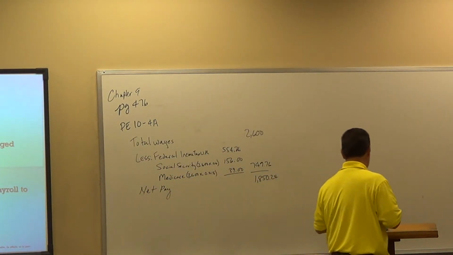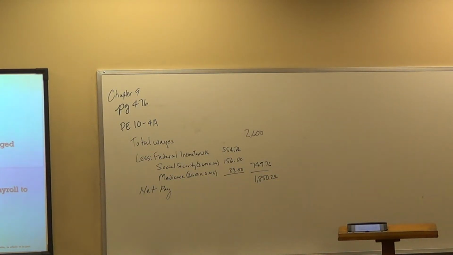And what you're going to do on this one is journalize some of those things. If you need an example for that one, 10-4A, you can find that on page 459.